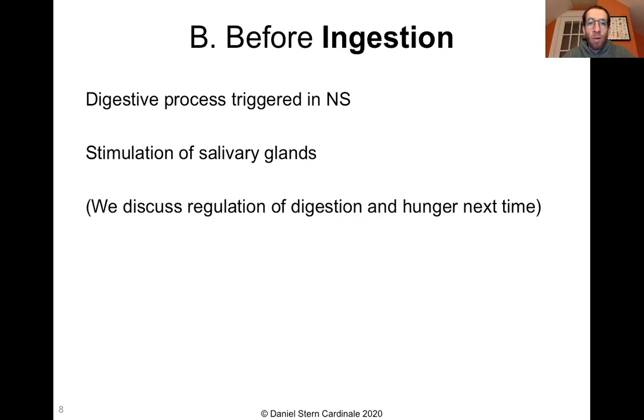Human food processing actually starts before ingestion. It's triggered by the nervous system, and before we even put anything in our mouths, we have the stimulation of our salivary glands. Now, we're not going to get into today what that regulatory framework looks like. We're going to do that next time when we talk about nutrition. One of the things we're going to talk about there is how we regulate digestion and appetite. So we'll get into that next time. But for today, I just want you to know that the process actually starts before we actually eat anything.